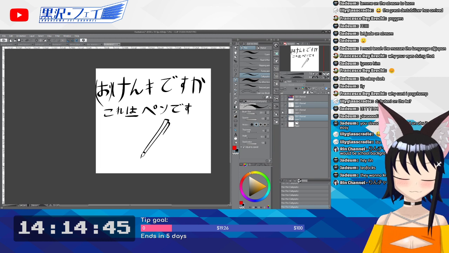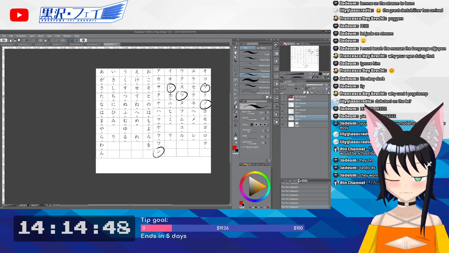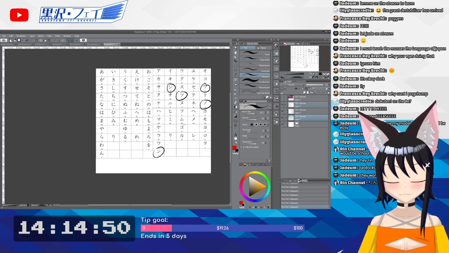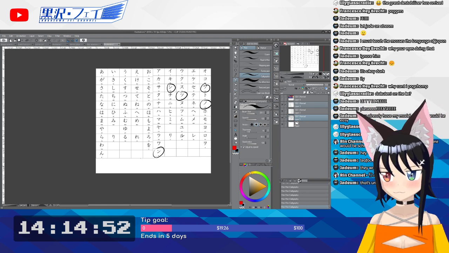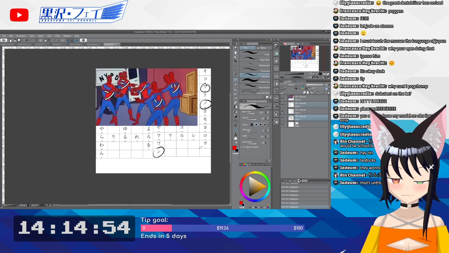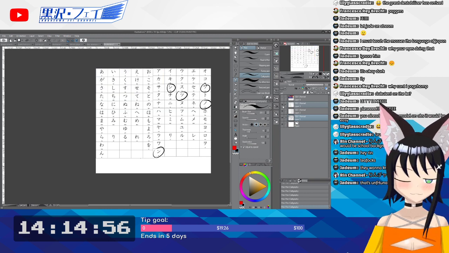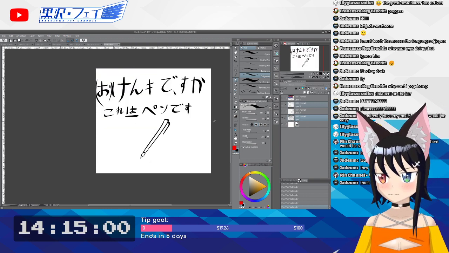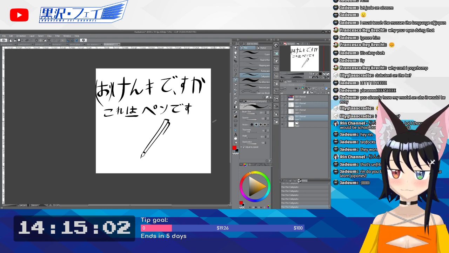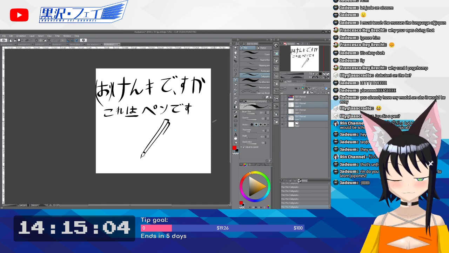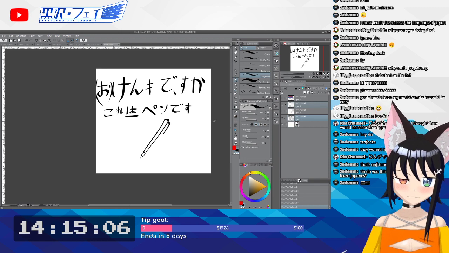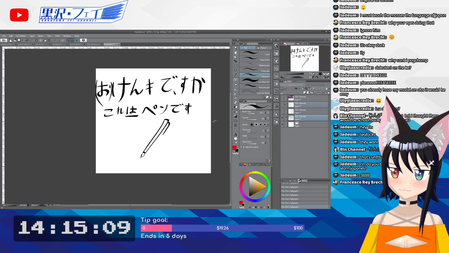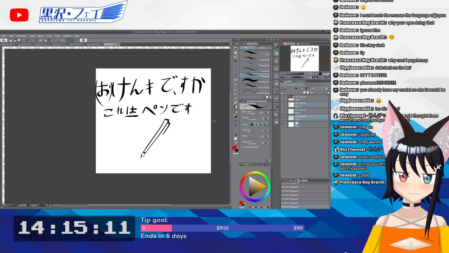Aaron, so just a quick review, we went over katakana and kanji. Beware of these, the ones I circled. You get this. Yeah, it's very unfortunate that I can't dab, but at the same time, not unfortunate at all. I'm happy that I can't.